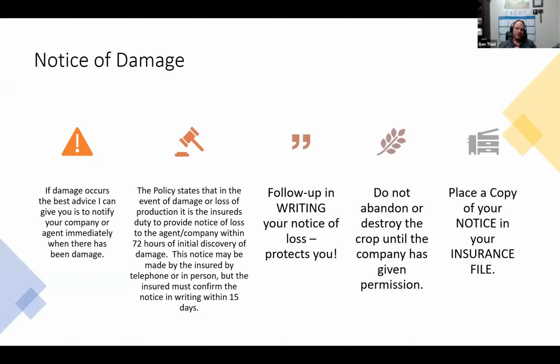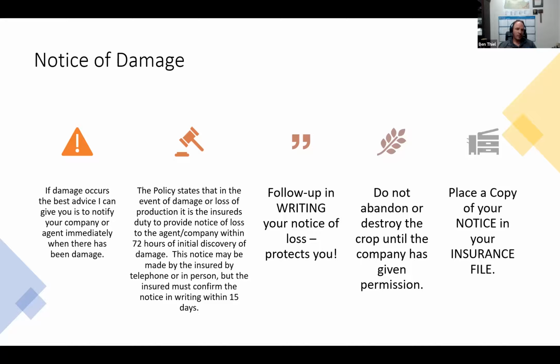I threw the slide in because this is very important. When you have insurance, one thing that you need to stay on top of, and this is something that oftentimes comes up when we get involved with disasters and people have crop insurance already, is that you can't just jump into crop insurance due to a disaster unless it's done prior or much earlier by that sales closing date. But once you have insurance and something happens, the best advice I can give is notify your company or agent immediately when there's been damage.